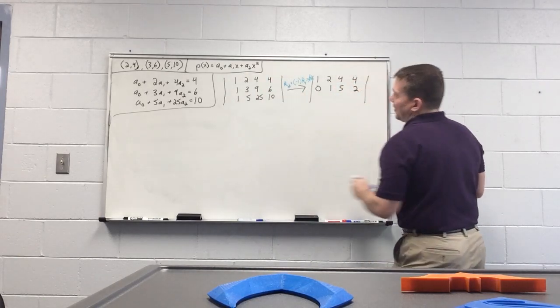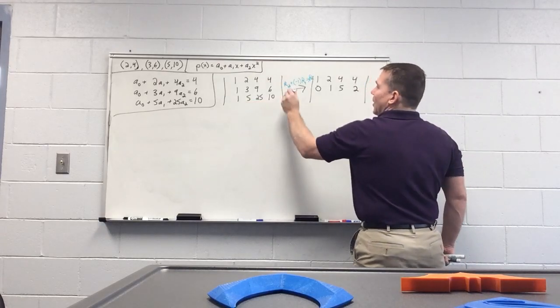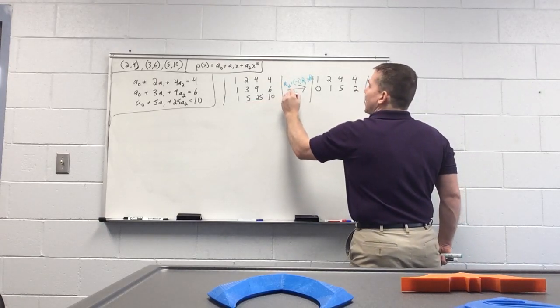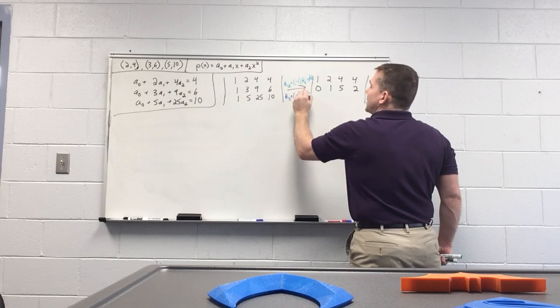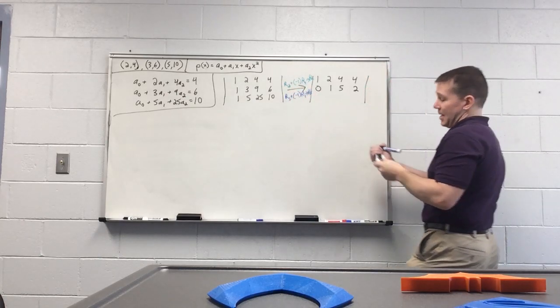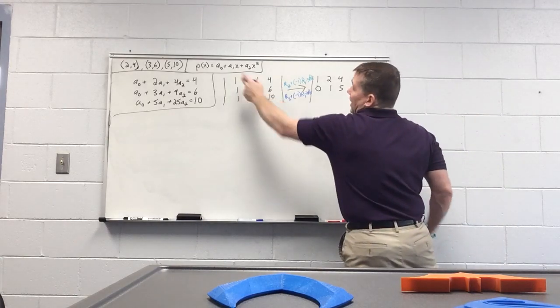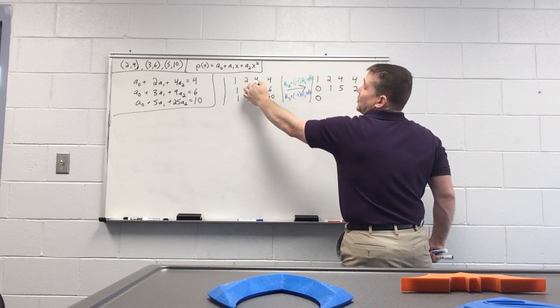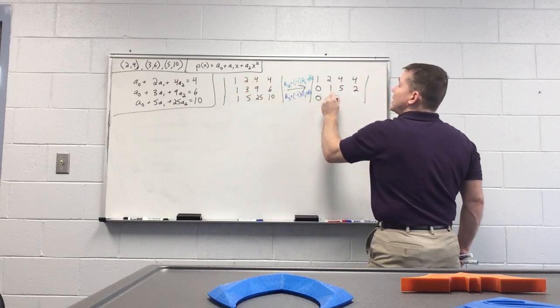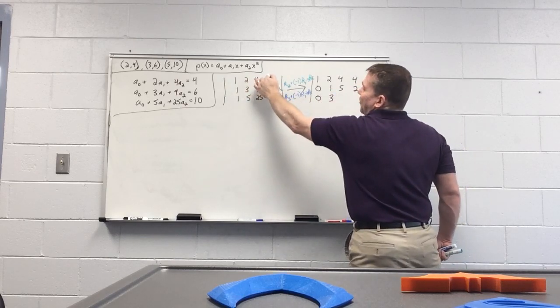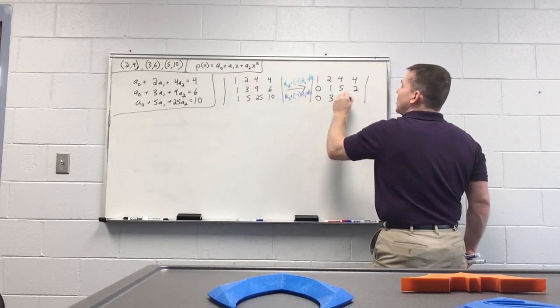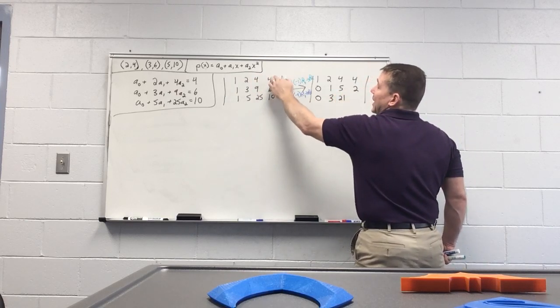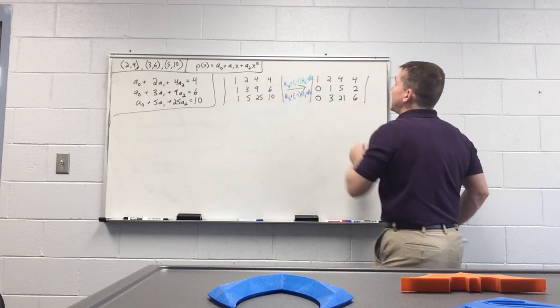Now, in a different color, we'll deal with the third row. So we'll do r sub 3 plus negative 1 times r sub 1 and put that into r sub 3. So again, 1 times negative 1 is negative 1 plus 1 is 0. 1 times negative 2 is negative 2. 5 minus 2 is 3. 1 times negative 4 is negative 4. 25 minus 4 is 21. 1 times negative 4 is negative 4. 10 minus 4 is equal to 6.